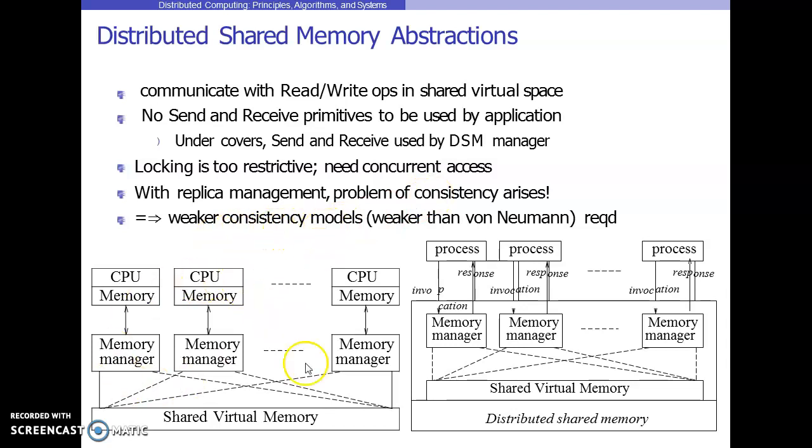This is the basic structure of distributed shared memory. In distributed shared memory, there is a shared virtual memory. It contains memory managers. The responsibility of the memory managers is to allocate space for each and every process. The processes request the memory manager to allocate the space, and the memory managers send a response to each process that makes a request.